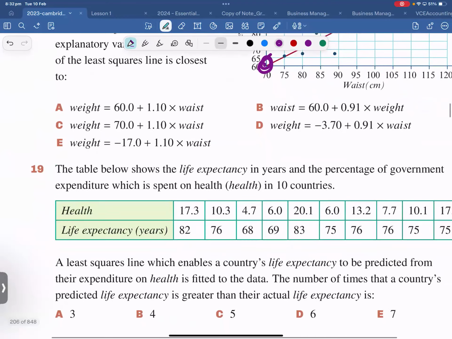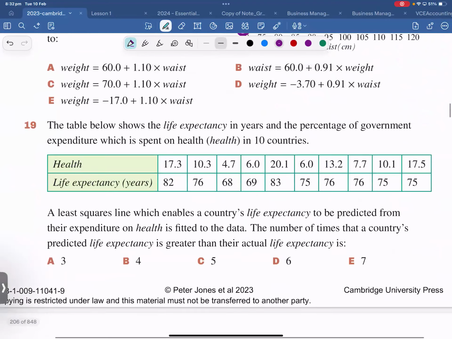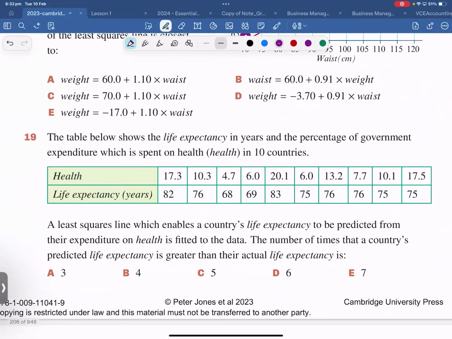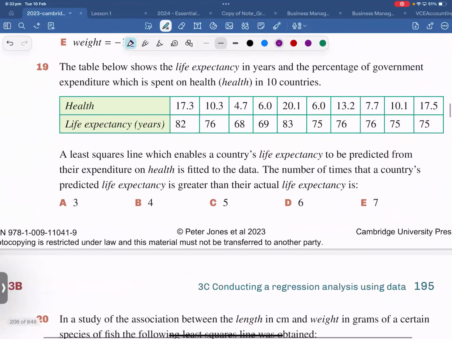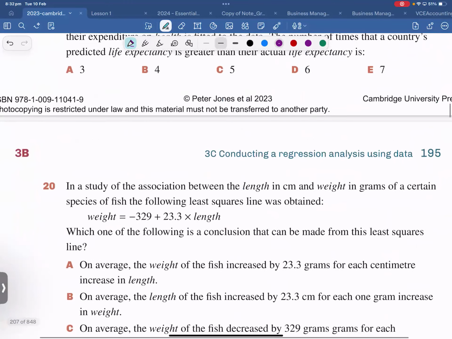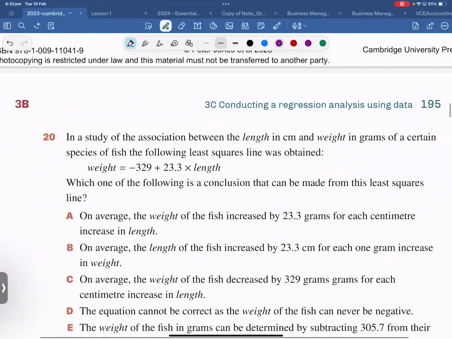Okay, right. Did you do 19? I think this one you need the calculator, yes? Right, you need the calculator. Then do 20.